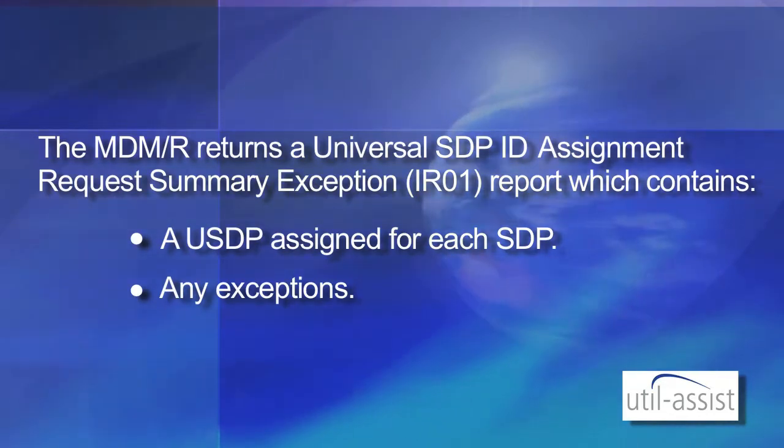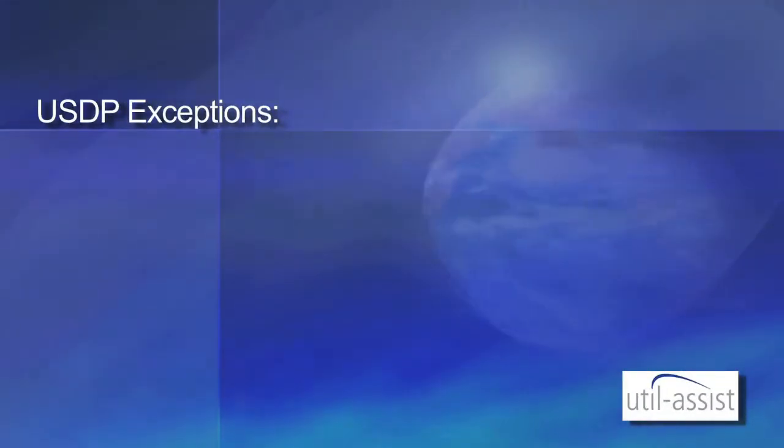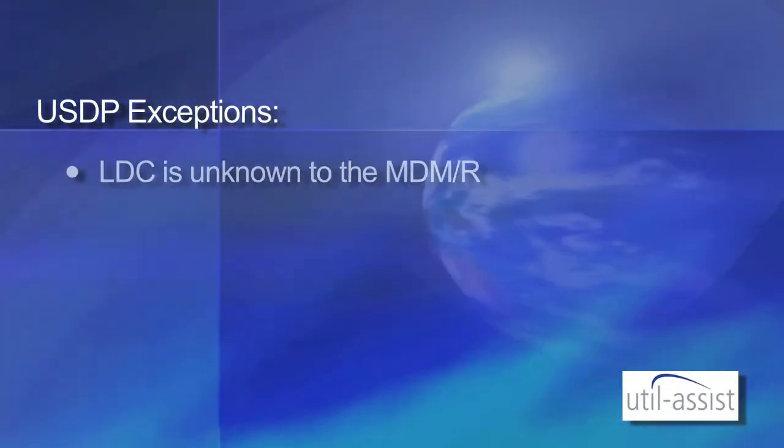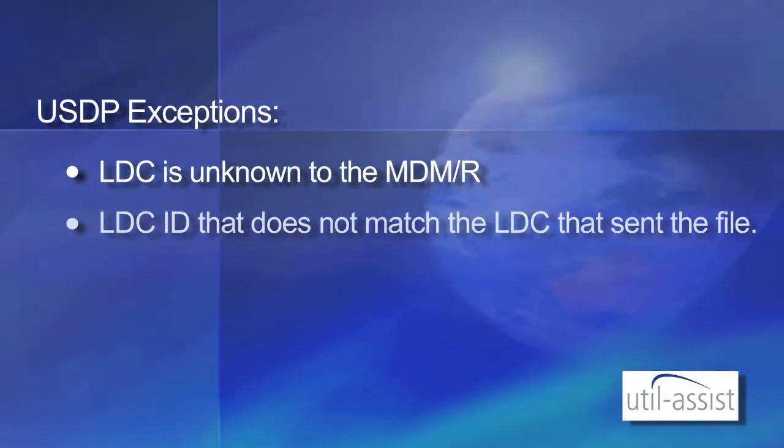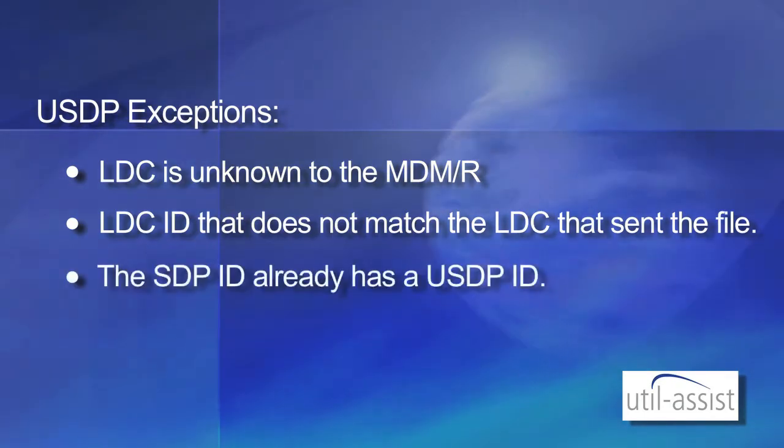The IR01 report will not inform you if the CIS sent a request, but no response was received. That is, if there is an AS2 transfer problem. Therefore, UtilAssist recommends that a CIS report is developed to query CIS for SDPs that have a USDP request date, but no USDP ID stored. The MDMR produces exceptions for the following conditions. The LDC is unknown to the MDMR. The file contains an LDC ID that does not match the LDC that sent the file. The SDP ID has already been assigned a USDP ID.